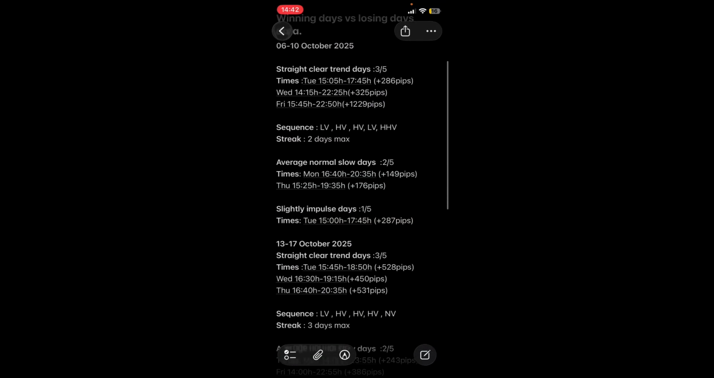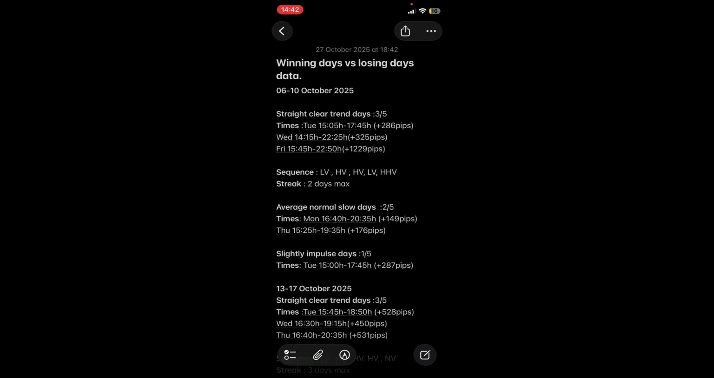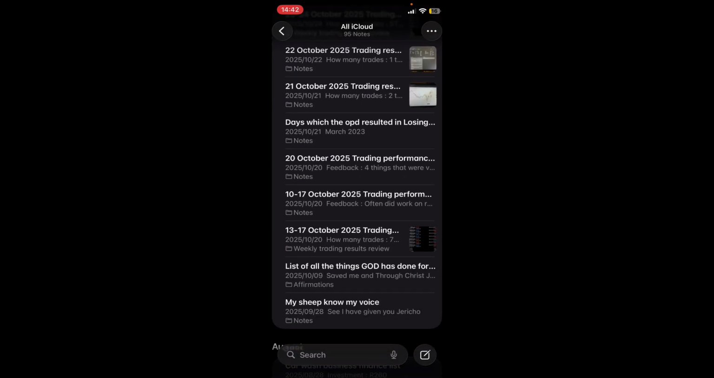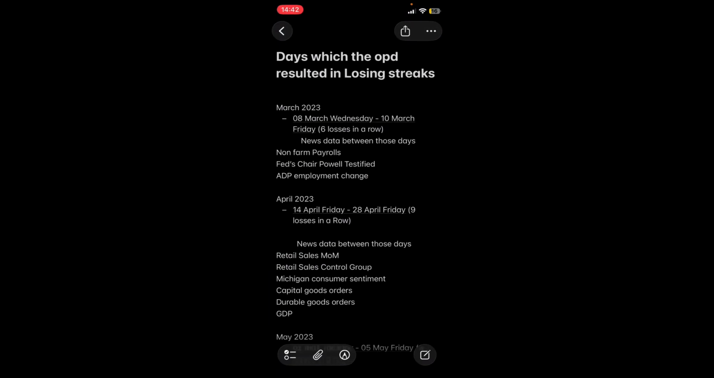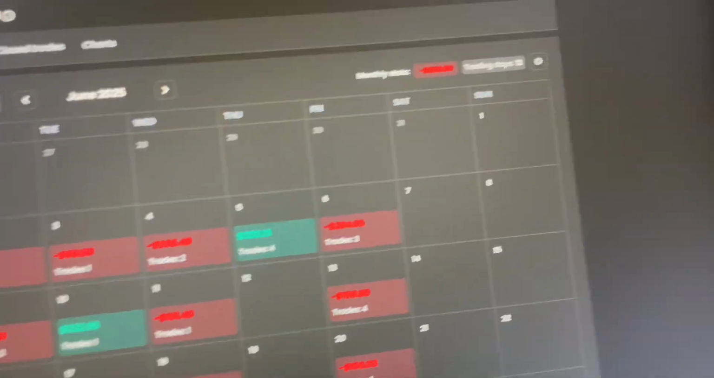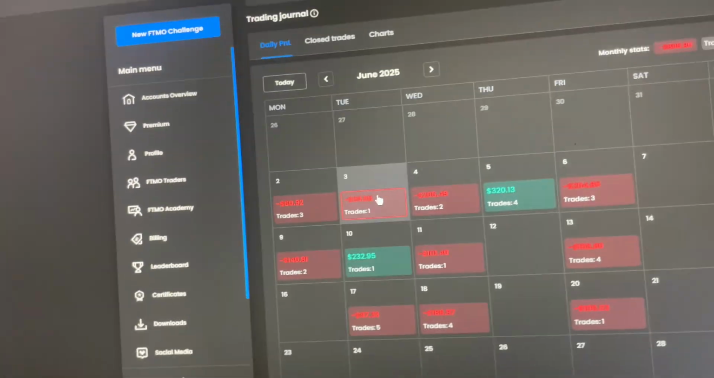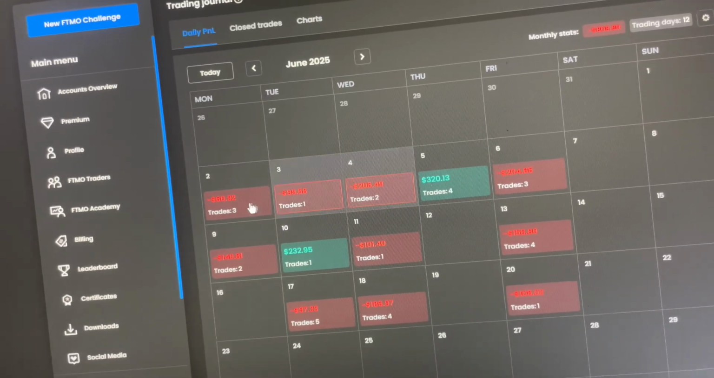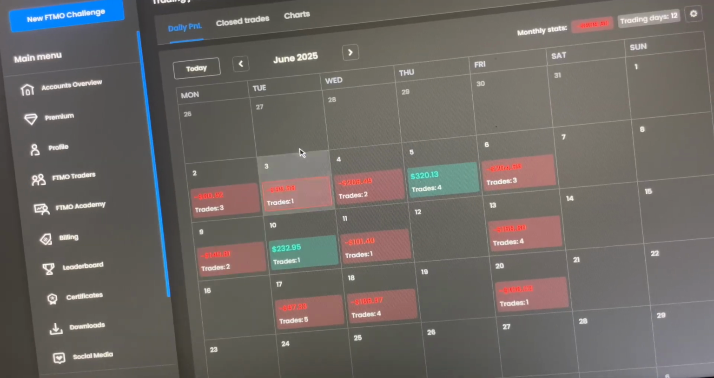So look at this, this is another docket I have of the days that were winning days versus the days that were losing days. All these things I'm showing you, I don't want to explain because it may take long, but let me show you one of the last ones. You will see that some of the days, this is June's data, some of the days there were losses. Why? The question is why? What's happening between these days?